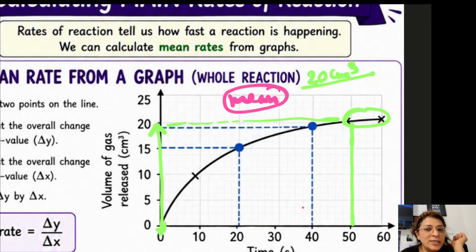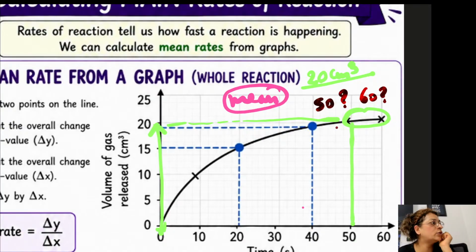Tell me in the chat, should I take 50 seconds or 60 seconds to divide by the 20 centimeter cube to find the rate? And do this quickly, guys. What do I do? Can I have the answer? Surya, Safia, something, I can't pronounce your name. Should I take 60 seconds or 50 seconds? Hurry up.